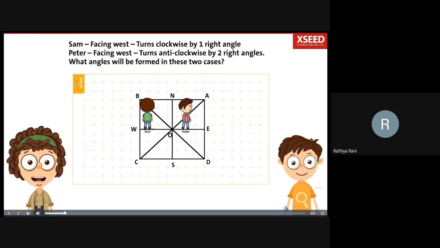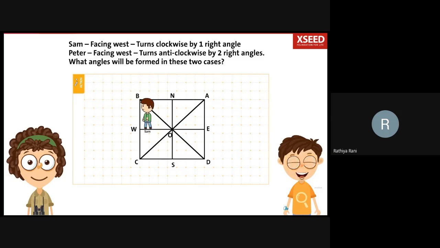Sid, what is your answer? If Sam turns clockwise by one right angle from west, angle WON is formed. And when Peter turns by two right angles in the anti-clockwise direction, a straight angle WOE is formed. Well done, Sid.